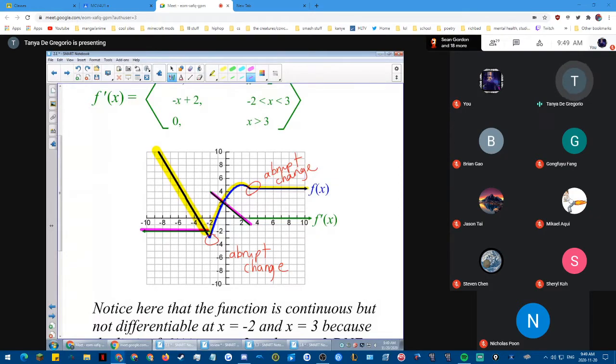And what do we notice is happening here? An abrupt change in the actual function. Okay? Over here, again, an abrupt change. We're going from a parabola to linear. There's an abrupt change there.